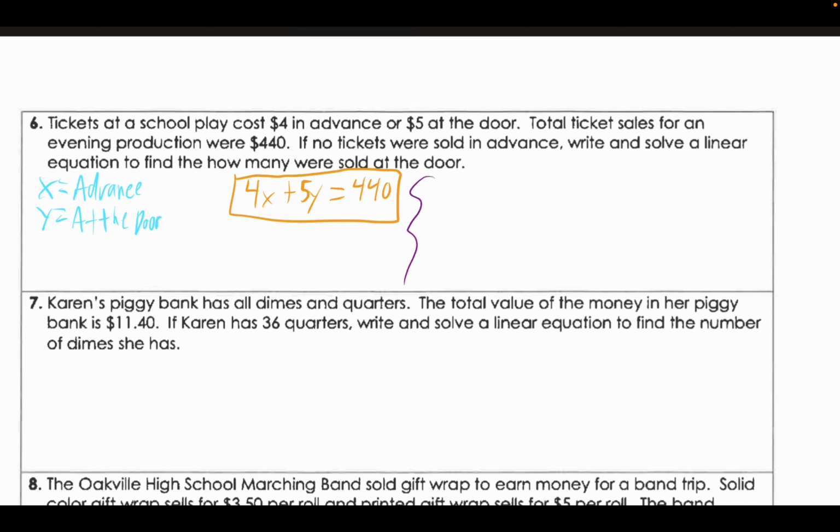Now if we plug in that no tickets were sold in advance, that's 4 times 0 plus 5y equals 440. Well, 4 times 0 is 0, so I just get 5y equals 440. If I divide both sides by 5, I end up getting y to equal 88 tickets that were sold at the door.